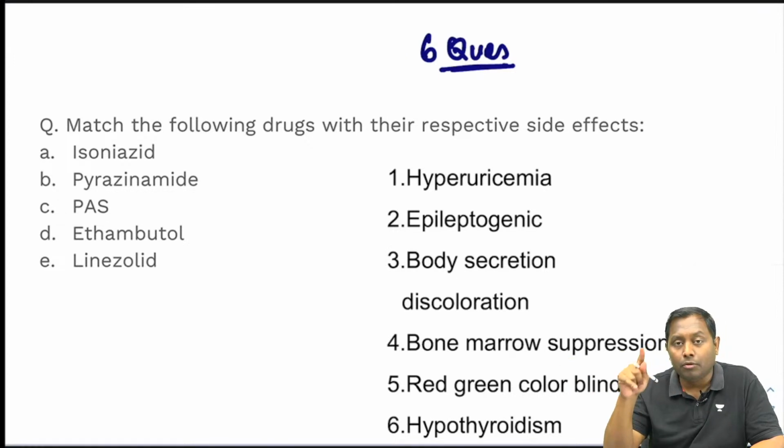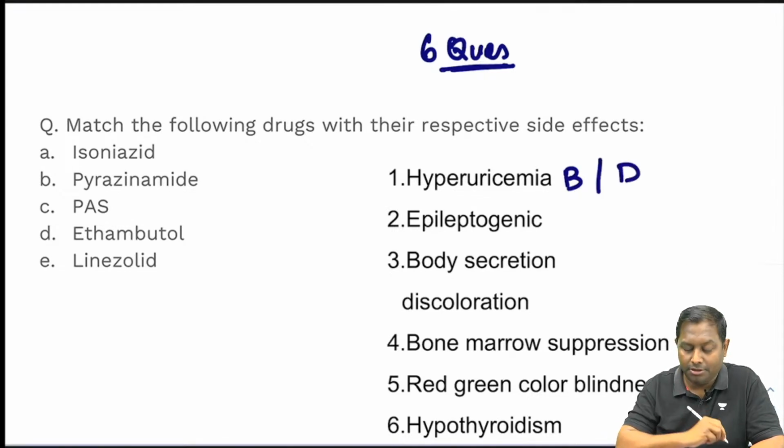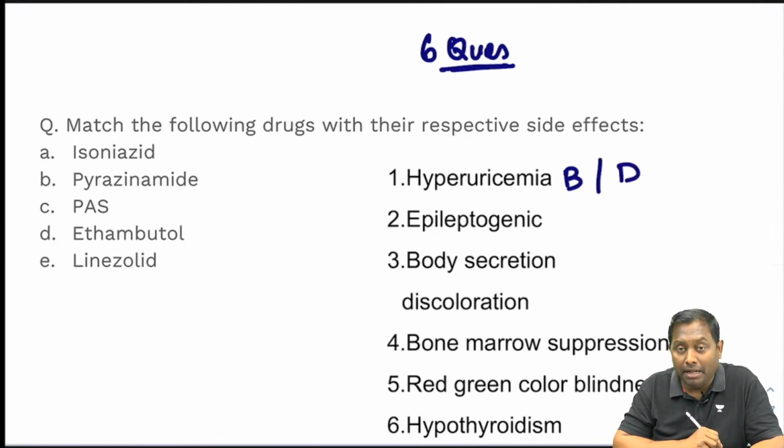Yes, so there can be 2 answers here, but out of these 2 also you have to choose the most common. If you have to choose, the answer here can be, your प्यार दर्द भी देगा, so pyrazinamide. There can also be one more answer, that is ethambutol, that can also lead to this one. ठीक है, okay. Epileptogenic, which drug can decrease the seizure threshold? I told you isoniazid can decrease the seizure threshold and it will be epileptogenic in nature.